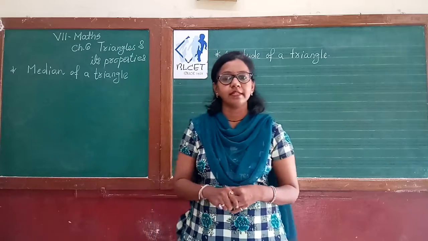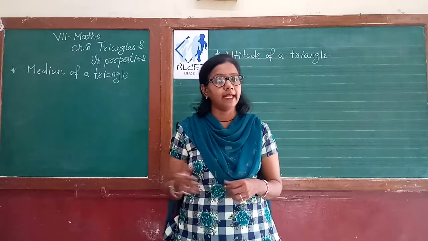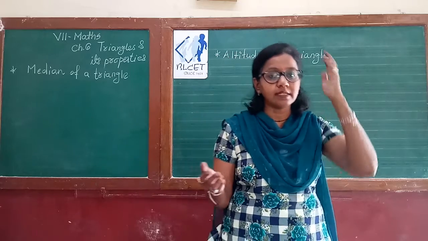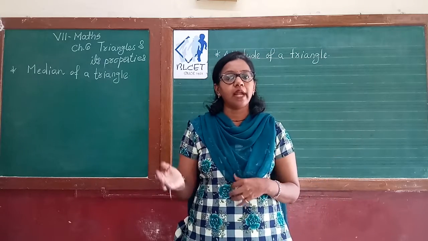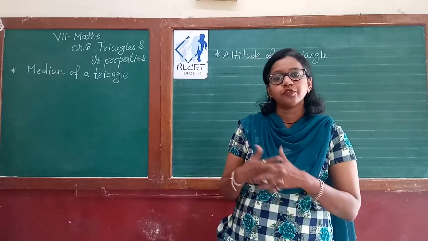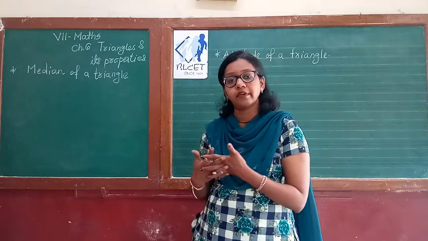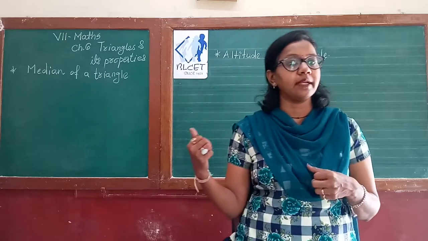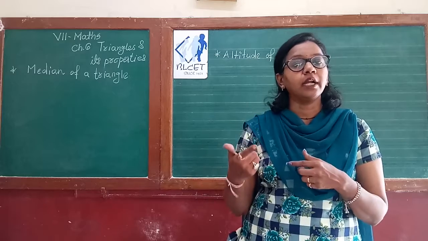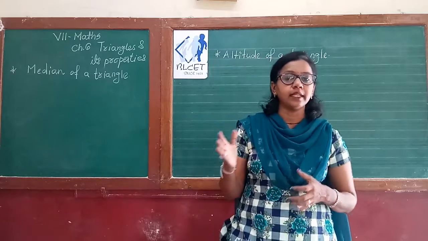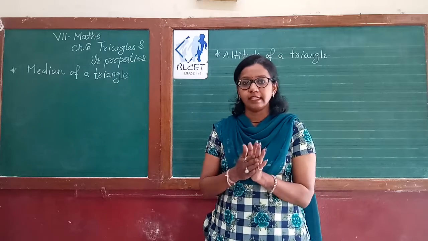So now we will discuss the median of a triangle and the altitude of a triangle. In the previous session we discussed the types of triangle on the basis of measurement of length and angles. Okay. So here we will discuss the median of a triangle. Not only that, we will discuss how many medians a triangle has, how many altitudes a triangle has, and what is the difference between the altitude and the median. So this we will discuss.